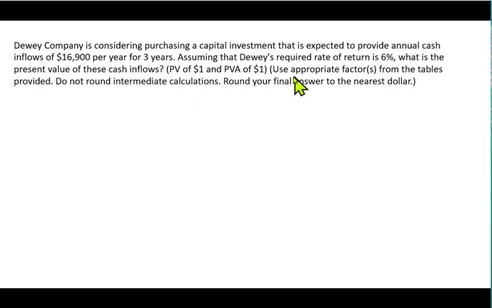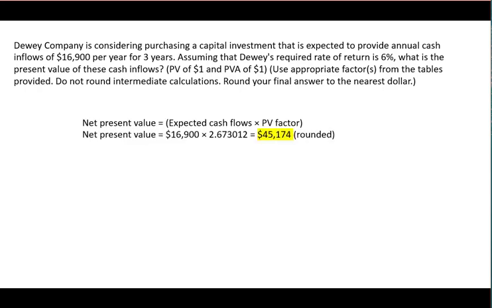So we'll use the present value of an annuity table, plug that in, and we'll know we've got here expected cash flow, $16,900, times the table value in that present value annuity table based on 6% for 3 periods is 2.673012, and the present value of those cash flows are going to equal $45,174. So they never did ask us, we didn't have any idea what they actually were going to spend on this, but they just want to know what the present value of those cash flows were.